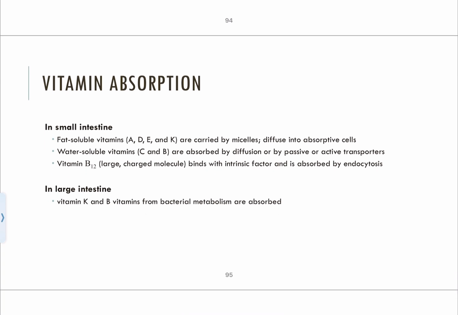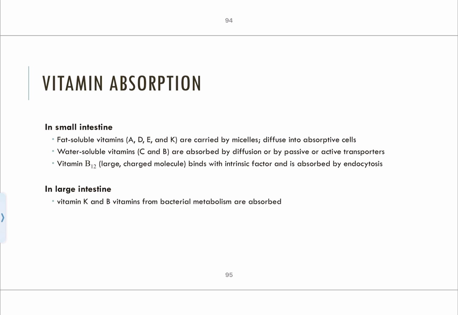Okay, vitamin absorption. The small intestine is absorbing the dietary vitamins that we're taking in. The large intestine absorbs some of the vitamin K and B vitamins that are made by our gut microbiome. When we're talking about our fat-soluble vitamins, which include A, D, E, and K, because they are fat-soluble, these have to be carried by those micelles, and then they're going to diffuse into absorptive cells. Our water-soluble vitamins, like B vitamins and C vitamins, are absorbed via specific active or passive transporters.